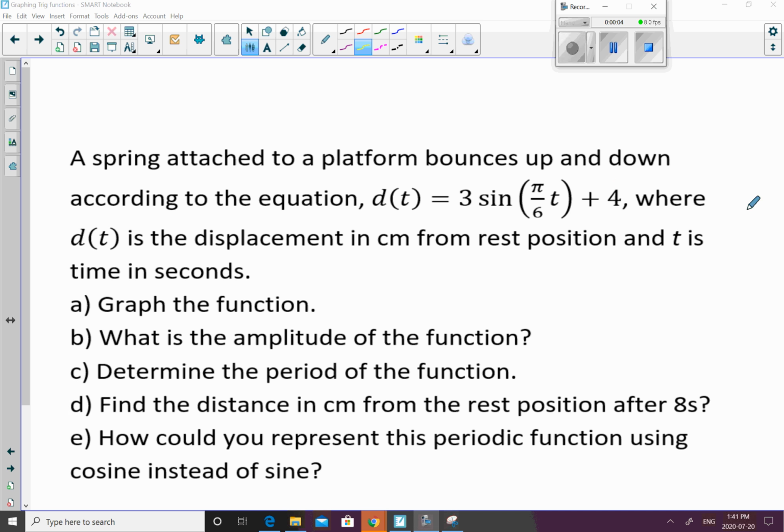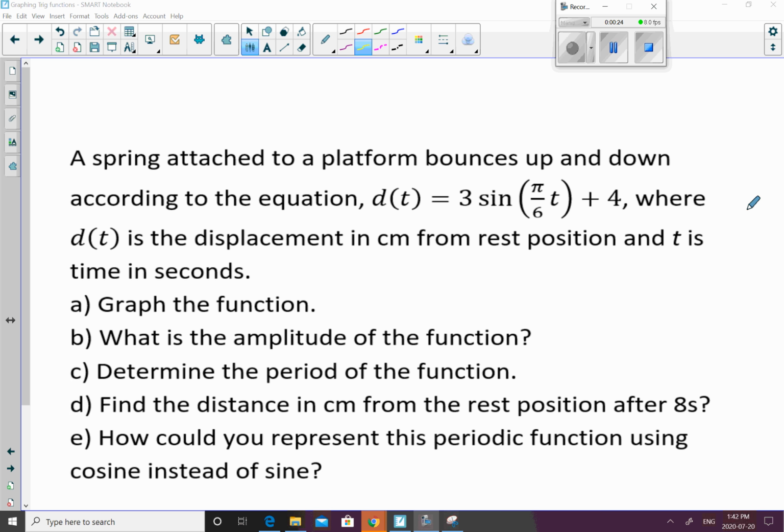So this is a trig word problem. A spring attached to a platform bounces up and down according to the equation d of t equals 3 sine pi by 6 t plus 4. D of t is the displacement in centimeters, and t is the time in seconds. So before we graph the function, let's chat about some of the features of this sine graph.